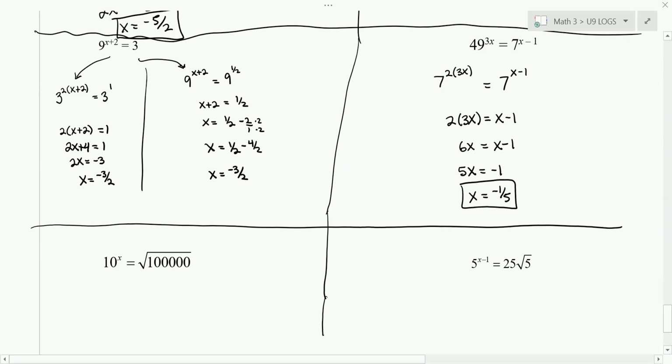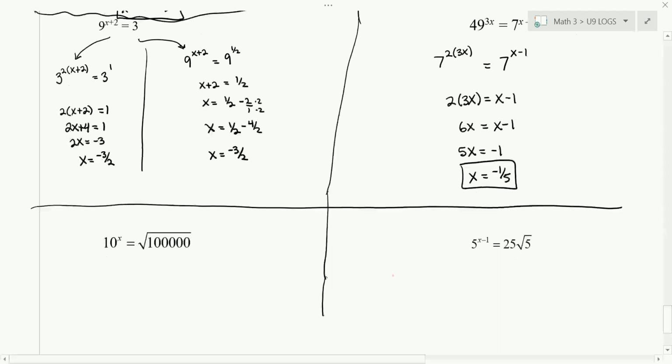Okay. What did you guys get on this one? 10 to the power of x is the square root of 100,000. X is, yeah, I'm going to definitely do it. Definitely. But anybody get an answer? What? 5 over 2 is what we want. And here's how.